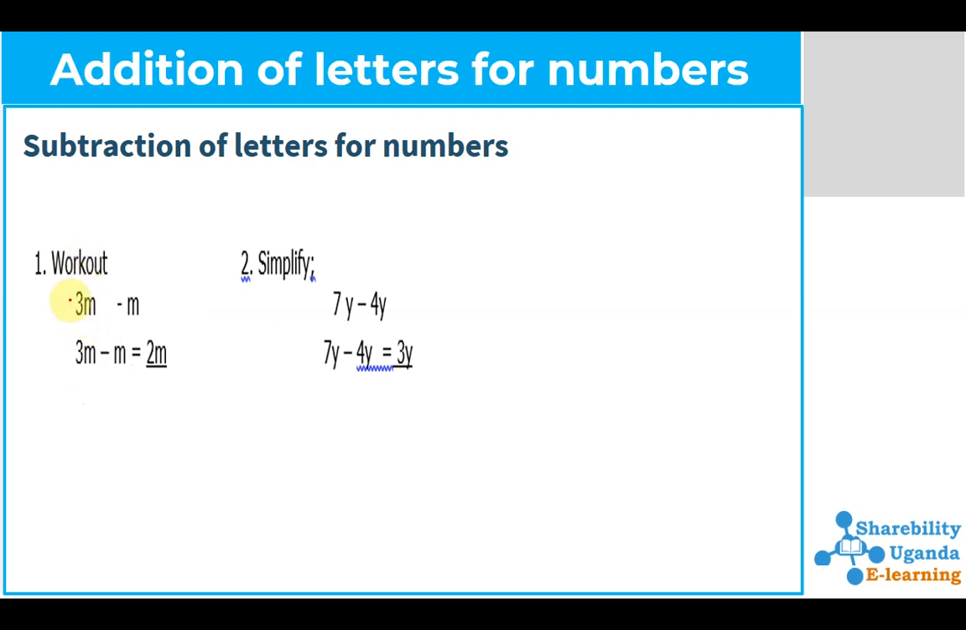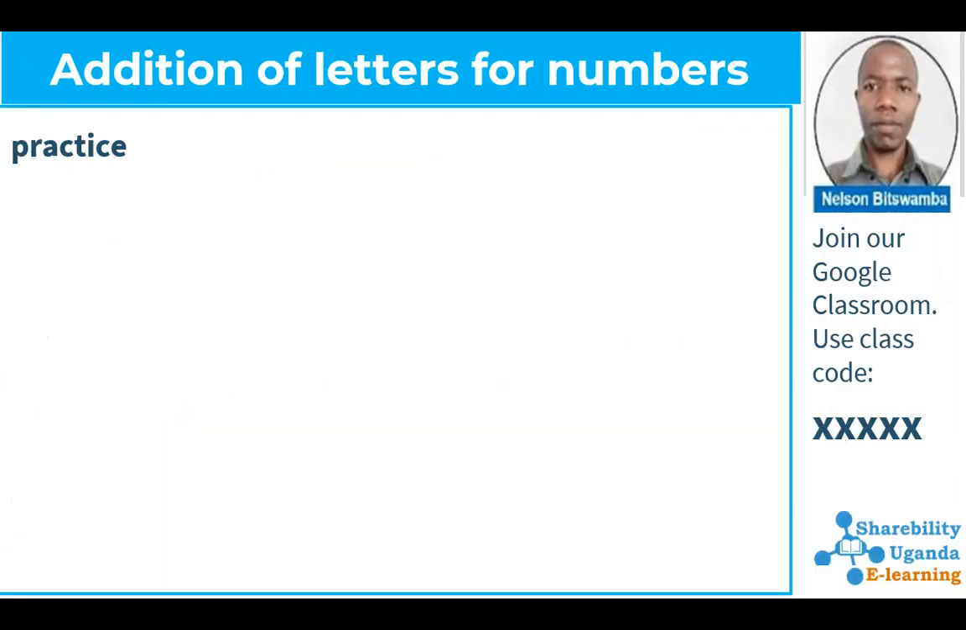Okay, so let's start with our example 1. We have 3m minus m. This is very simple, everyone can do it. What you have to keep in mind is to see whether these letters are the same. When they are the same, you just subtract. So this is the same as 3m minus 1m, which is equal to 2m. Also this one, when they say simplify, that is 7y minus 4y.